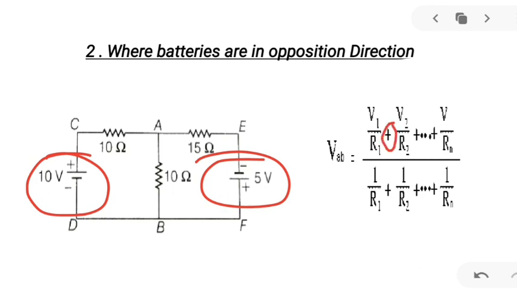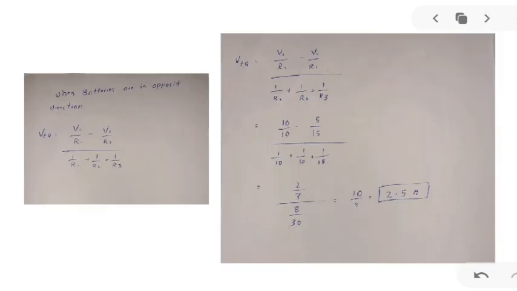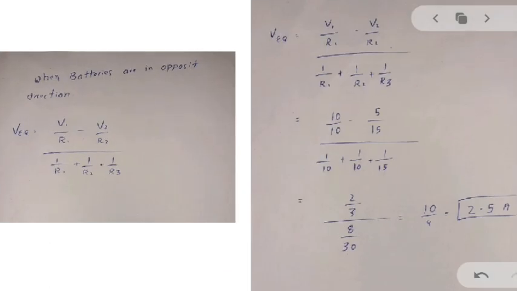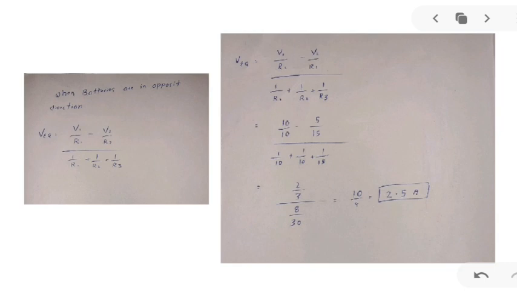In this formula, let this positive sign be negative. Make all the positive signs in the numerator negative. That means here V equivalent equals V1 by R1 minus V2 by R2, whole by 1 by R1 plus 1 by R2 plus 1 by R3. By substituting this, I got the V equivalent as 2.5 volt.